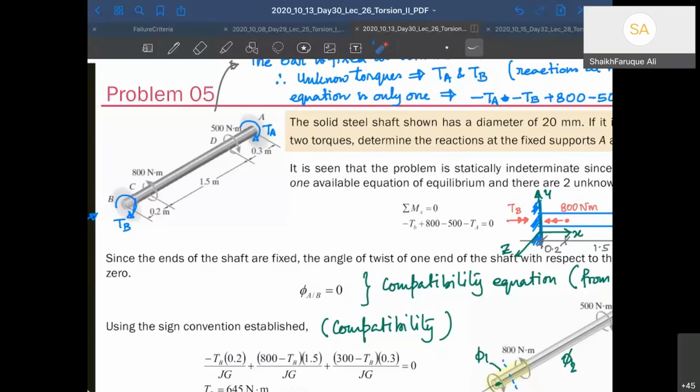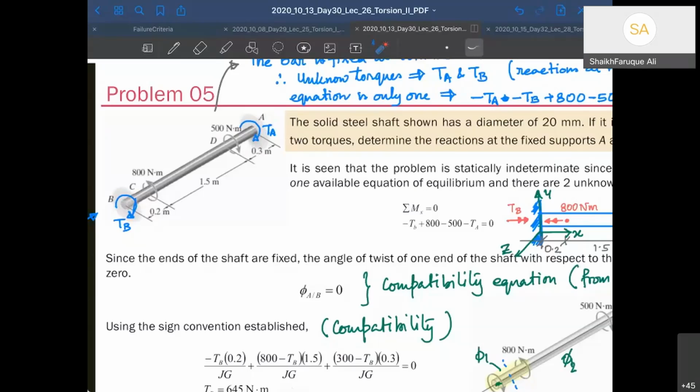And how many equations do we have? Generally, this is a 2D problem, so we should have three equations. Summation of Fx equal to 0: can I use it? No, I cannot use it because there is no Fx. Summation of Fy equal to 0: similarly, there is no Fy, so 0 equals 0. The last one is moment equal to 0. So I just end up with only one equation, that is, summation of moment equal to 0, meaning the summation of all the torques has to go to 0. I have only one equation and two unknowns, TA and TB, and therefore this is certainly a problem of static indeterminacy.